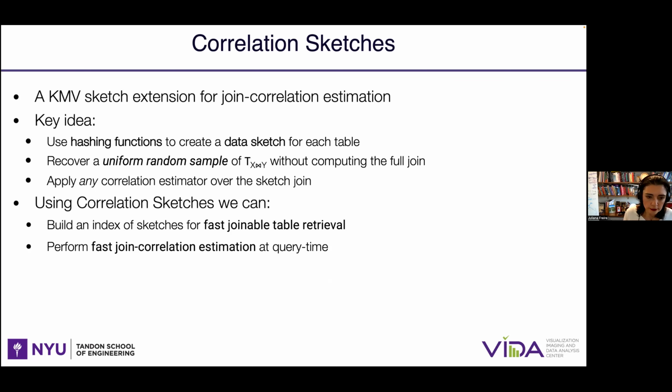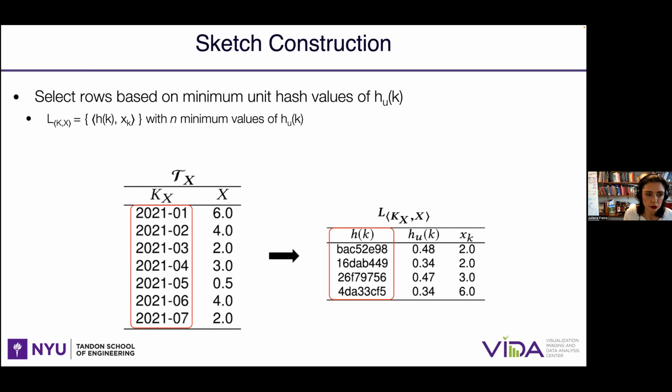So how do we construct these sketches? Again, it's very similar to KMV. So the idea is that, given a table, we first hash each key. We create a hash of each key in that particular table.